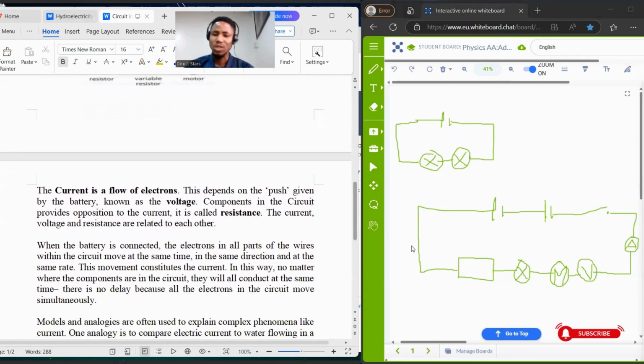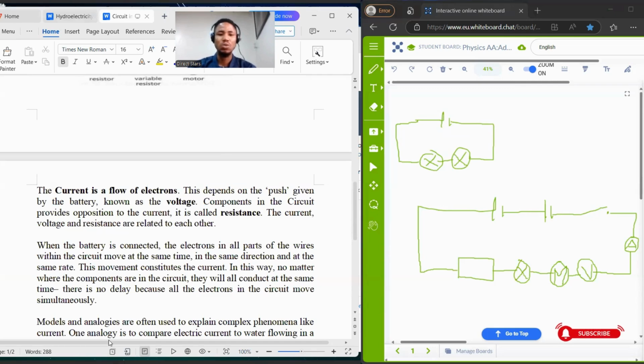So now, what is current? If we say a circuit is the path in which current flows, what is current itself? Current is the flow of electrons. This depends on the push given by the battery. And what is that push given by the battery? The push is what we call voltage. Current is the flow of electrons in the circuit, while the push or the source that forces out this current is what we call voltage.